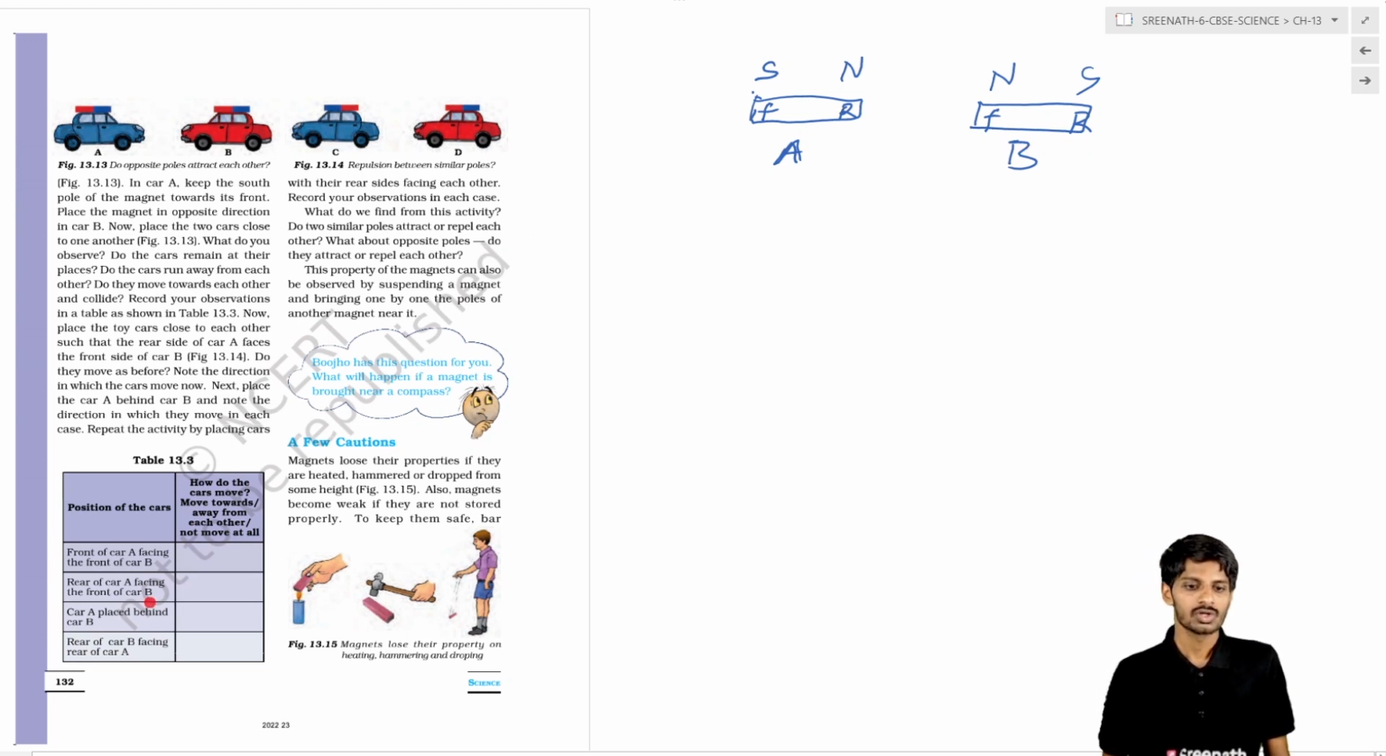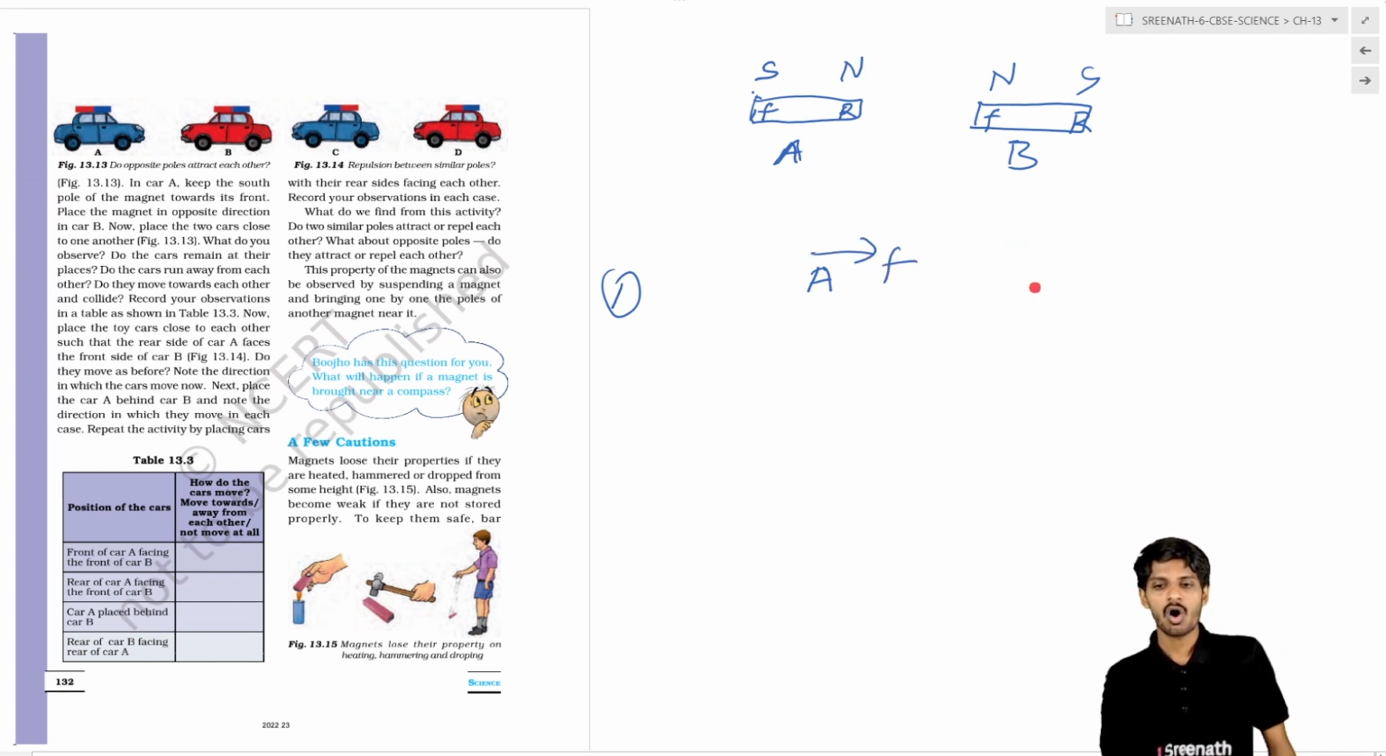Now you have to find out this table. First, the position of the cars. How are the two cars positioned? First thing is the front of car A facing the front of car B. This is the front of car A, and it is facing the front of car B. This is the other car, B, and this is its front. The front of car A and the front of car B must face each other.